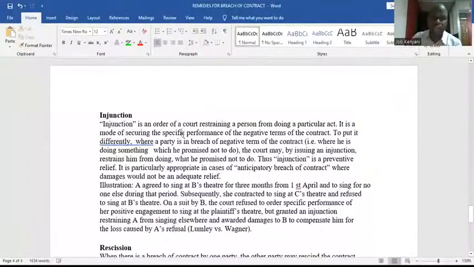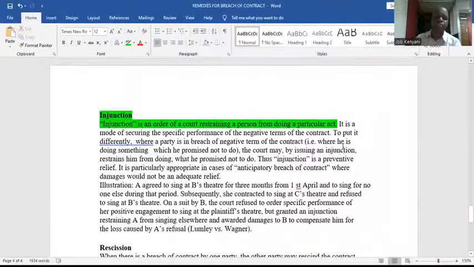Injunction is an order of the court restraining a person from doing a particular act. It is the mode of securing specific performance of negative terms of a contract. Where a party is in breach of a negative term of the contract, where he's doing something which he promised not to do, the court may, by issuing an injunction, restrain him from doing what he promised he would not do. So they give an injunction order to stop the continuance of such a negative action or wrong thing under the contract.